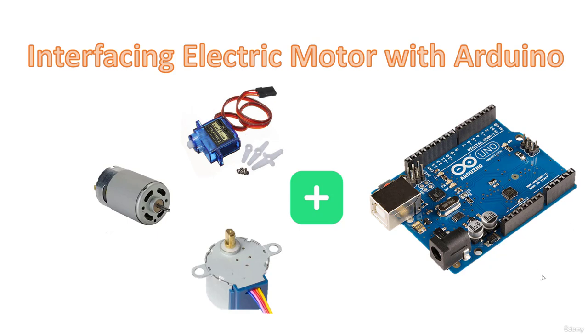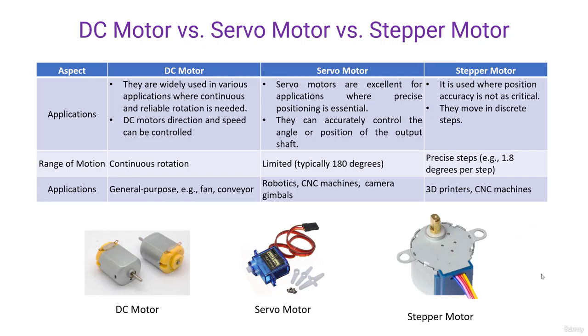So let's get started. In most electronics projects we have three basic types of motor that we use for different applications. The first one is the simple DC motor, the second category is the servo motor, and the third one is the stepper motor. Now let's have a brief idea about these motors.